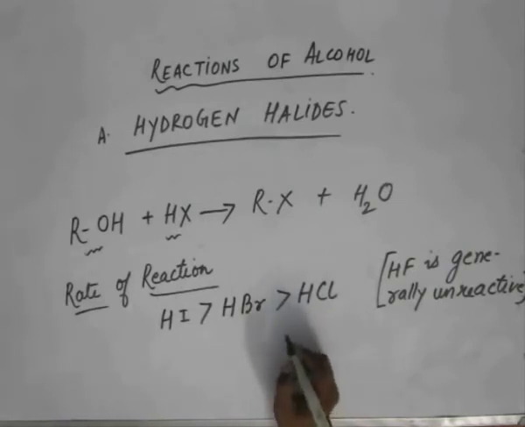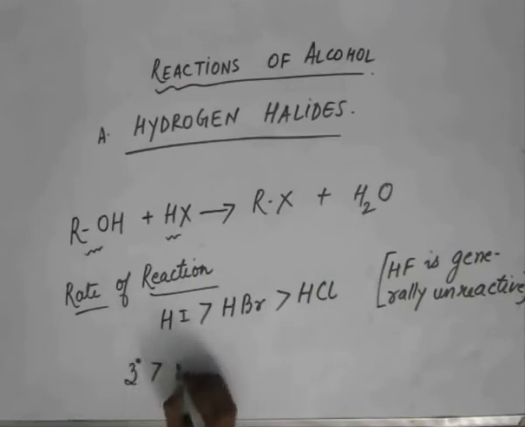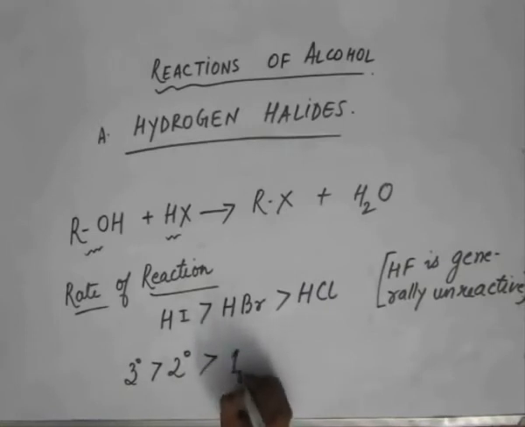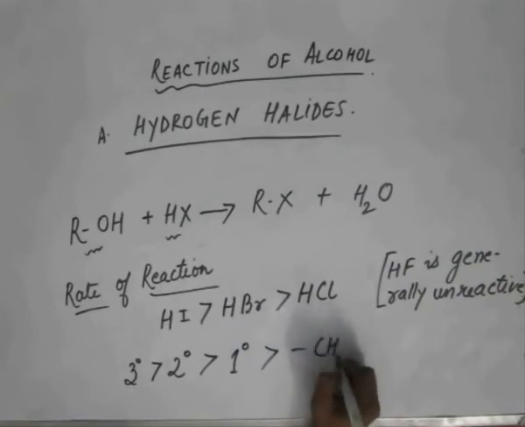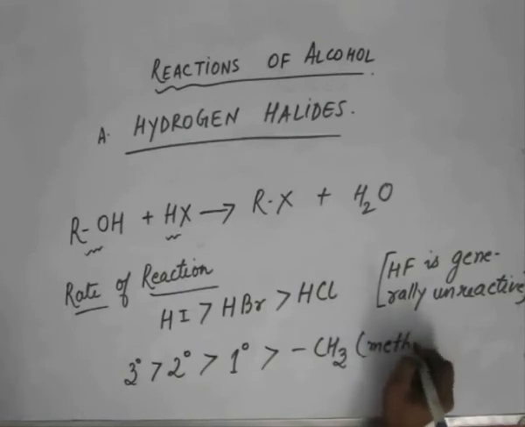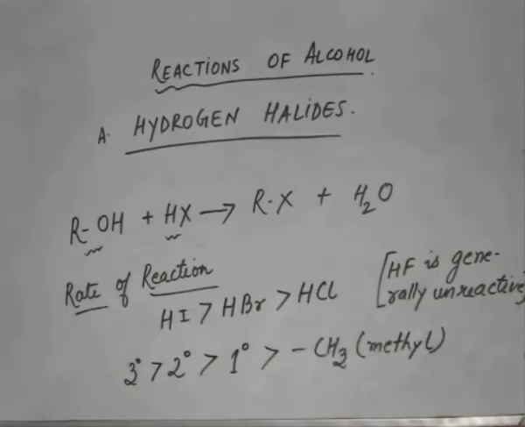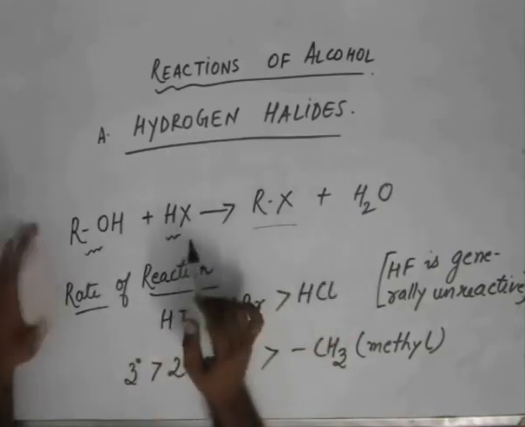Talking about the alcohols, 3-degree alcohols react faster than 2-degree alcohols, which further react faster than 1-degree alcohols, which further react faster than the methyl group. This is the methyl group. So this is the general overview of the reaction when alcohols are converted to alkyl halides when reacted with hydrogen halides.